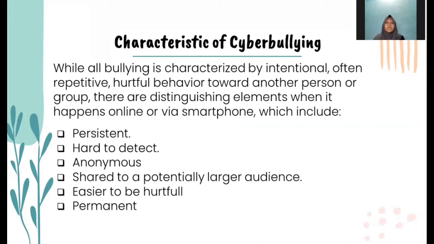4. Shared to a potentially larger audience. Information online can be easily and quickly shared, which makes it difficult to contain or stop negative messages once they are posted online. 5. Easier to be harmful. It is often easier to bully using technology because of greater physical distance. The person bullying doesn't see the immediate response from the person being targeted.